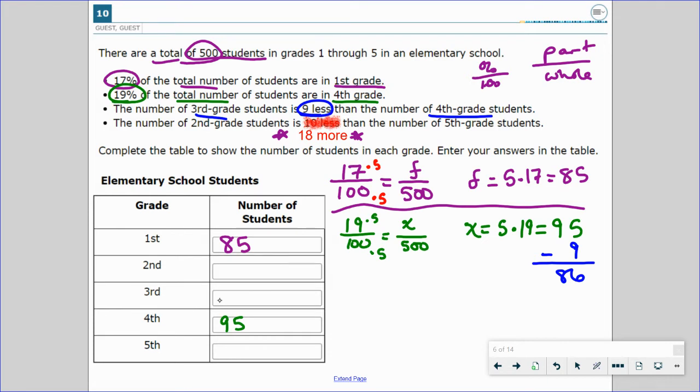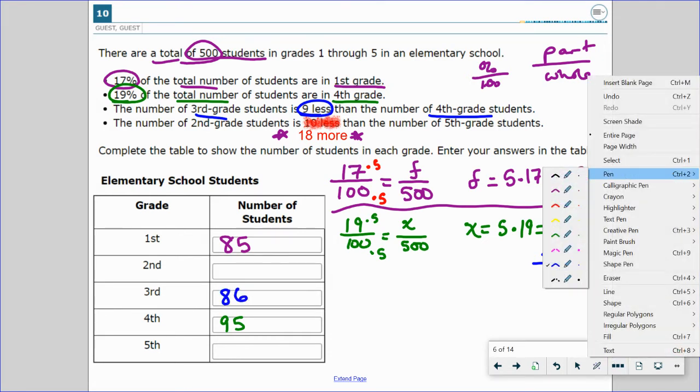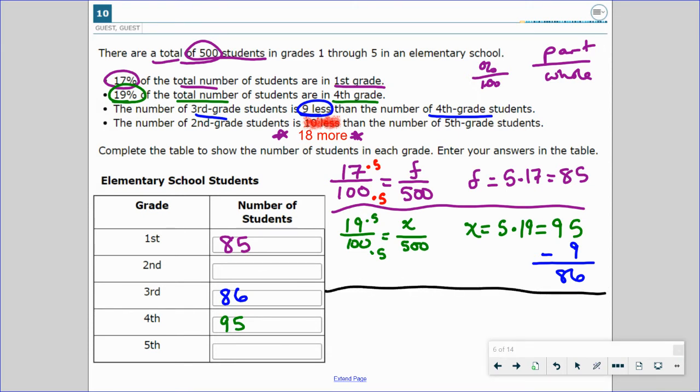And so now we know the number of 3rd grade students. That's not bad at all. All right, now this one gets interesting. You'll notice I even changed this from the iLearn practice. The number of 2nd graders is 18 more than the number of 5th grade students.